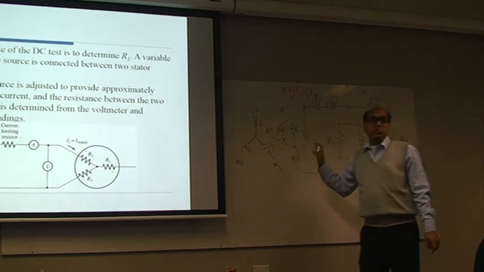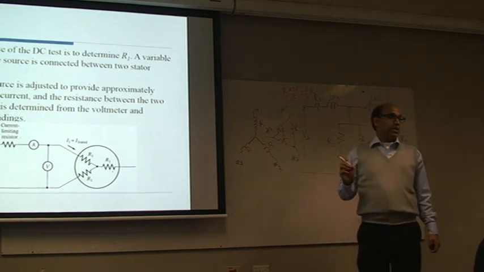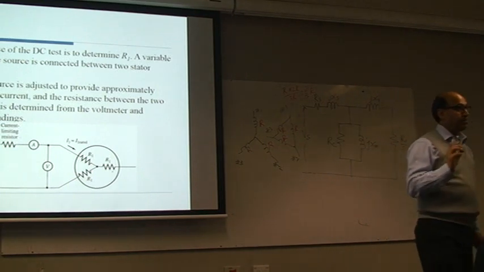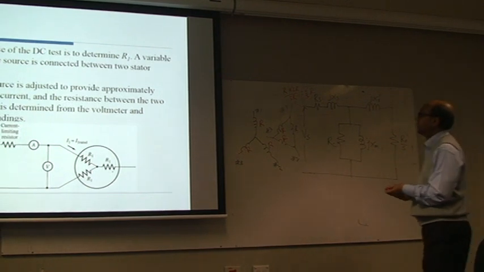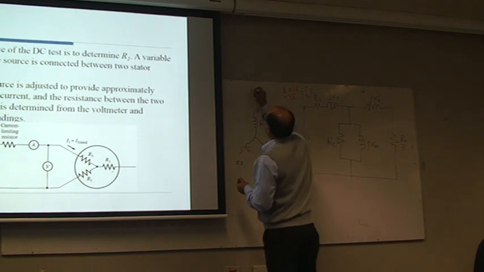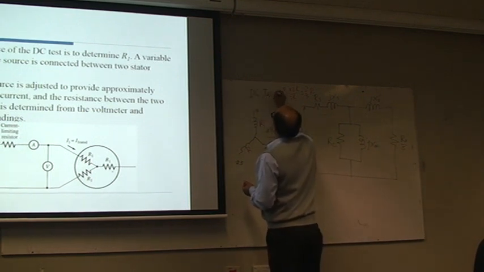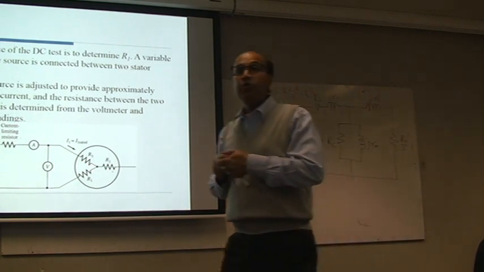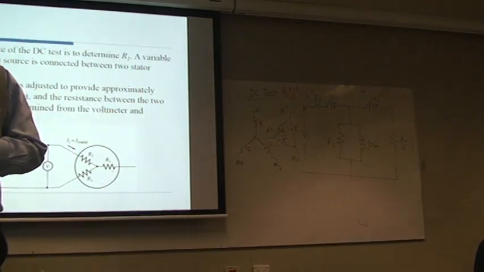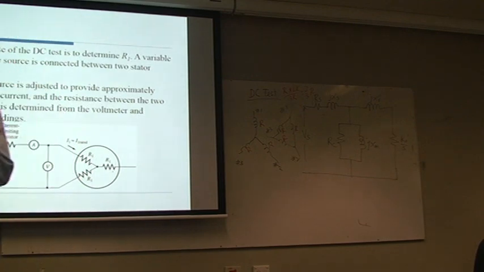So that's by ohmmeter. But actually, the recommended method is not by ohmmeter. The recommended method is called the DC test. Have you heard of that? So what do you mean by DC test, and why do we need to do a DC test?